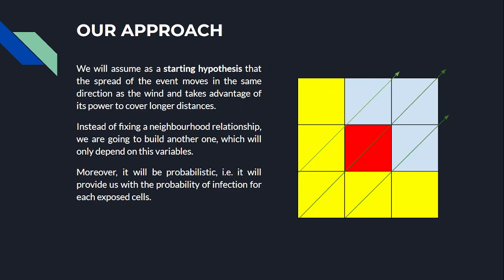The arrows refer to the direction of the wind, and the cells can be healthy in yellow, infected in red, and exposed for the next iteration in gray. Thus, given an infected element and some wind variables, let's determine the probability of infection of all healthy cells for the next iteration.